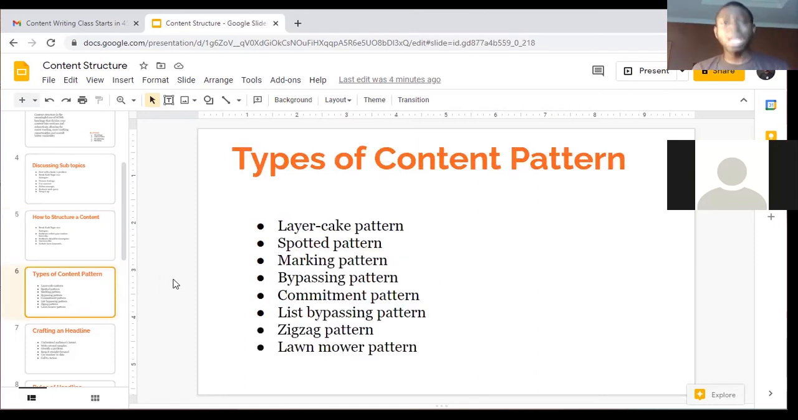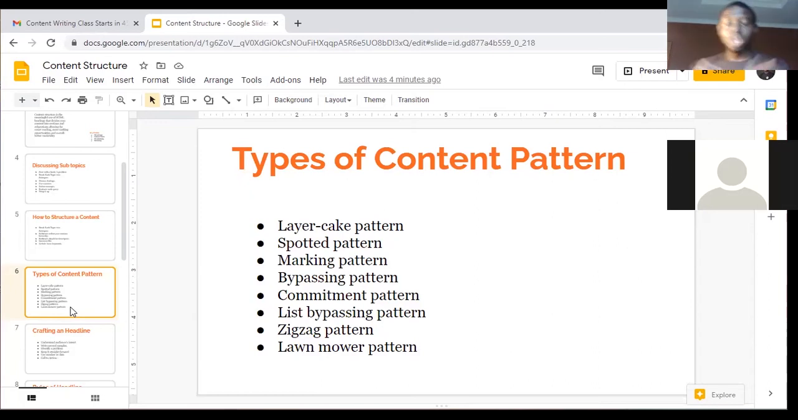Then, types of content pattern. At first I called it content structure, but no, it's called content pattern in professional writing. First, let me run through each of these patterns, then maybe we'll have an extensive discussion on them. We have the layer cake pattern, the spotted pattern, the marking pattern, the bypassing pattern, the commitment pattern, the list bypassing pattern, the zigzag pattern, and the lawnmower pattern.